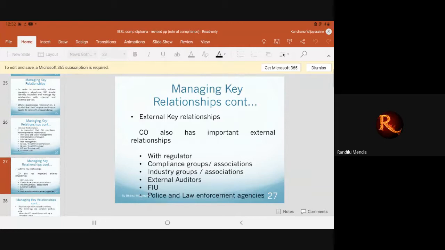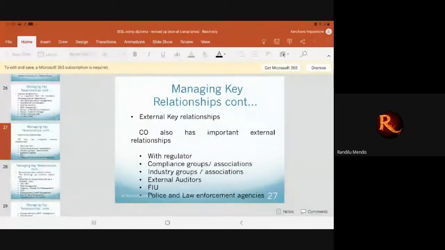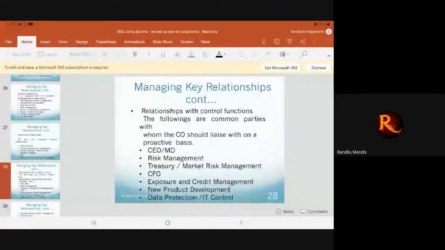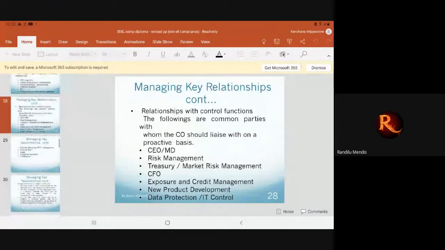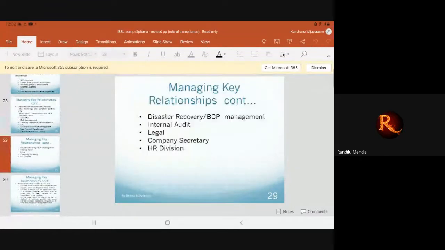So external relationship is we discussed with FIU and all that. I wonder which slide that got duplicated. Yeah.